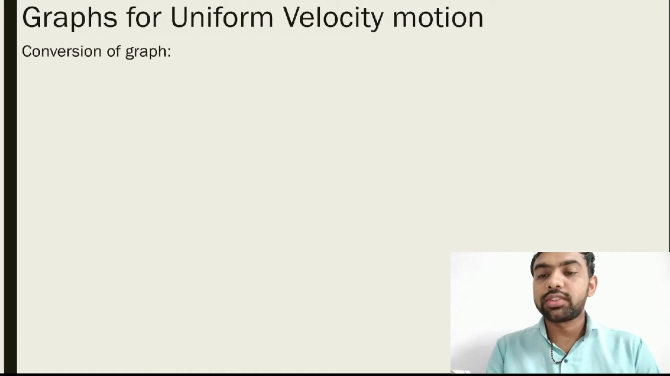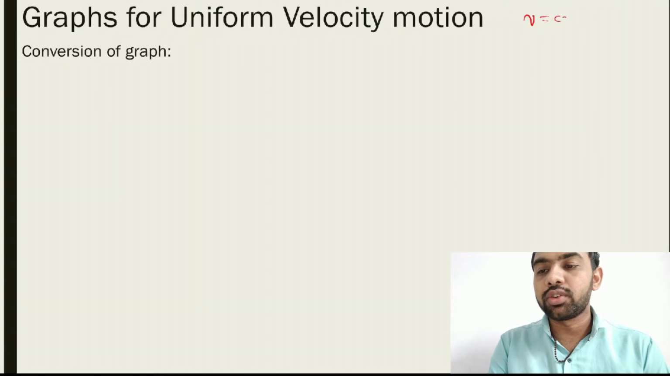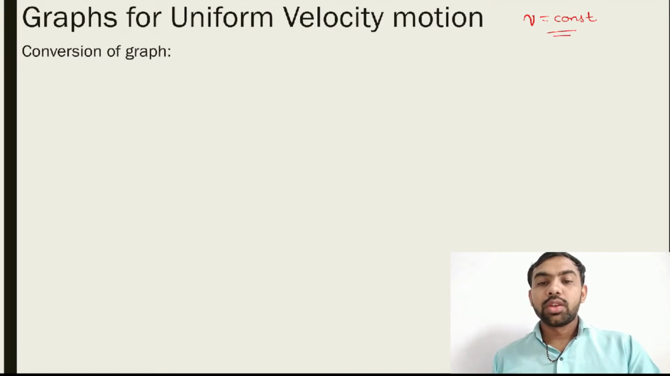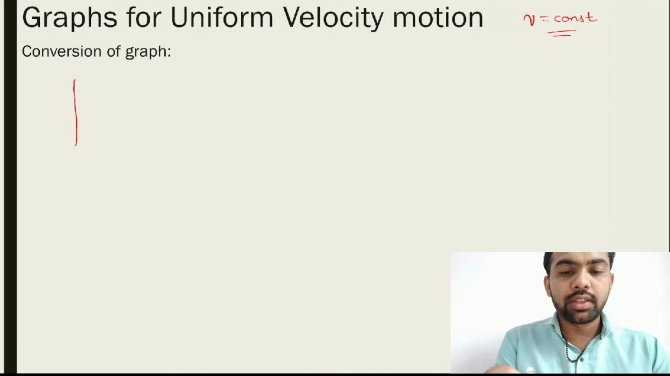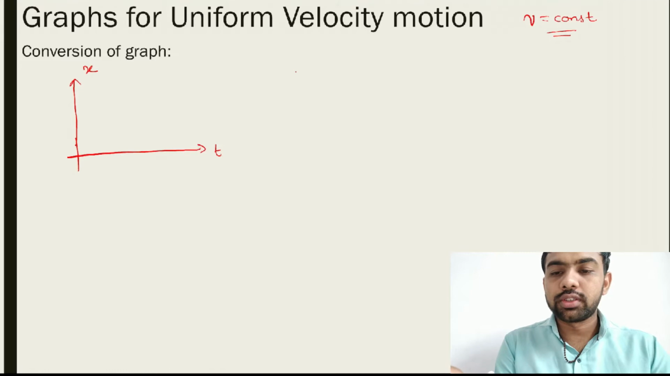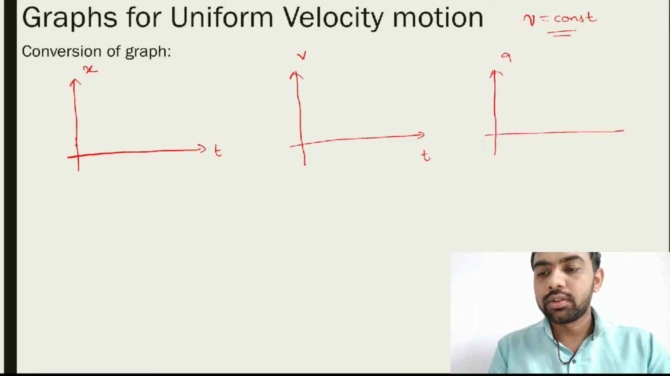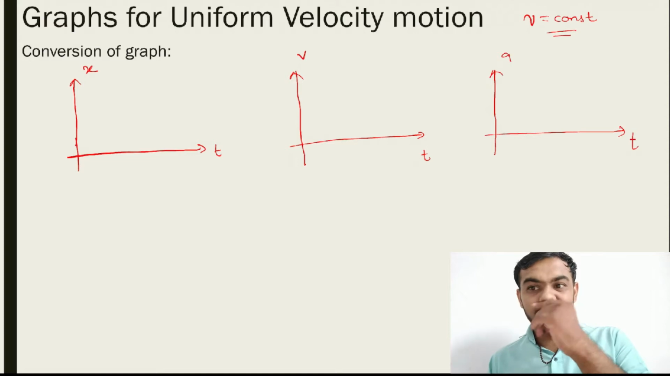If you consider uniform velocity motion, then v is equal to what? Constant. Uniform velocity means v is equal to constant. How do you draw the graph of this motion? We have three types of graph in this case: x versus t, v versus t, and a versus t. So we have three types of graph.